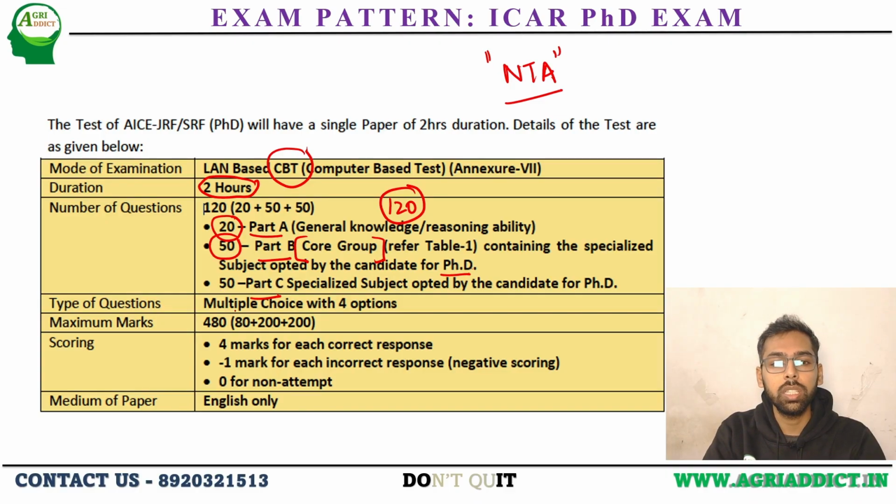Coming to the type of questions, in the ICAR PhD pattern the level of difficulty has been increased, and I'll be discussing the type of questions which have come in the PhD examinations over the last 3 to 4 years. The total marks are 480. Coming to the scoring, for each correct answer you get 4 marks, and for each incorrect answer 1 mark is deducted. The medium of the paper is only English. For the ICAR PhD there is no option for Hindi, and you need to attempt the paper in English.